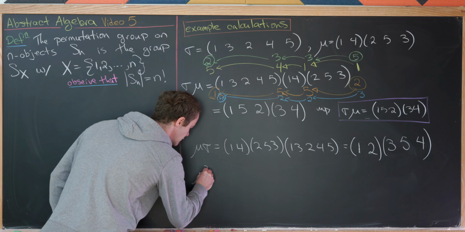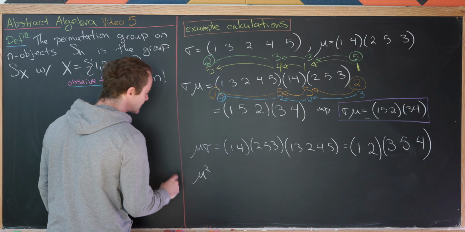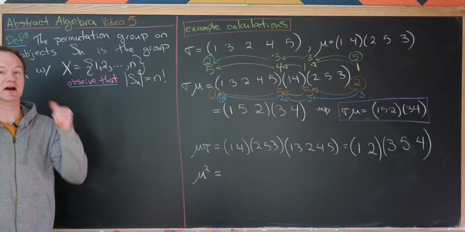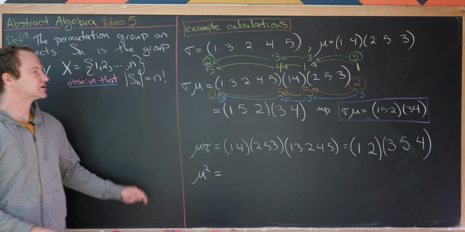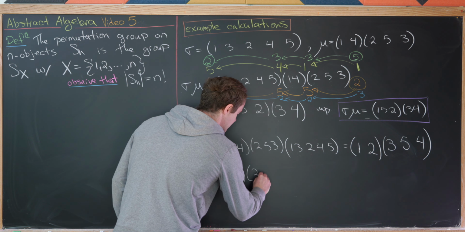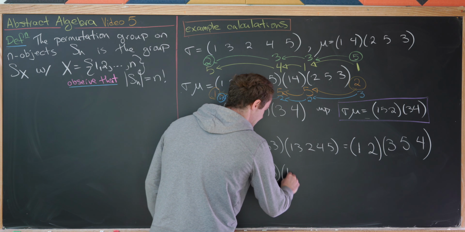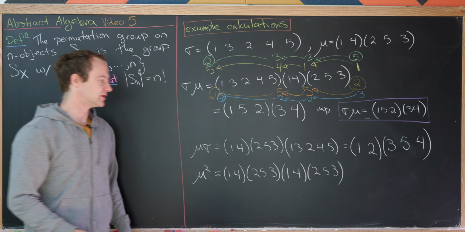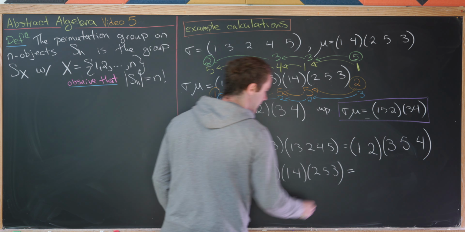Okay, let's do one more maybe. Let's do mu squared, and also sigma inverse. There's a nice trick for calculating inverses. So mu squared will be 1, 4, 2, 5, 3, and then 1, 4, 2, 5, 3. Now let's see what happens to 1.